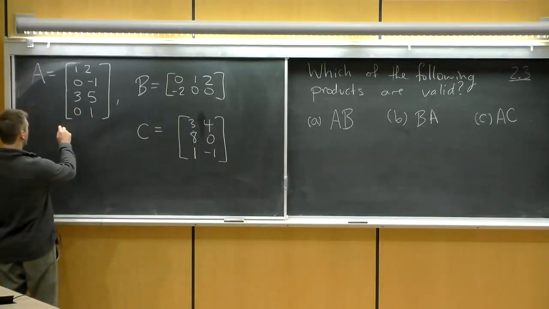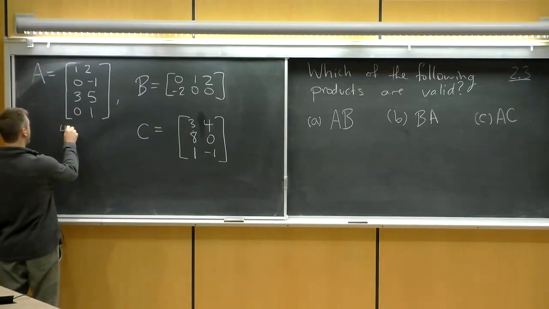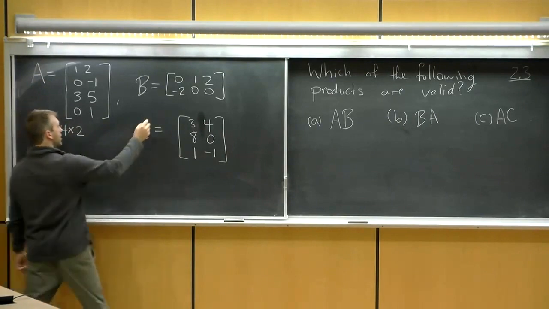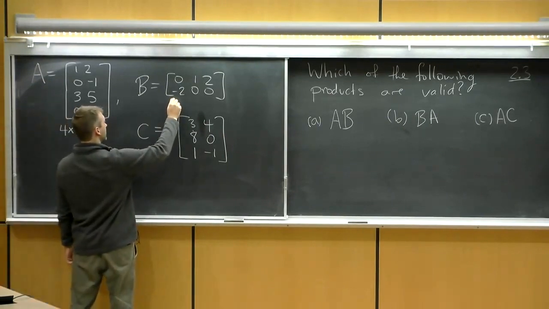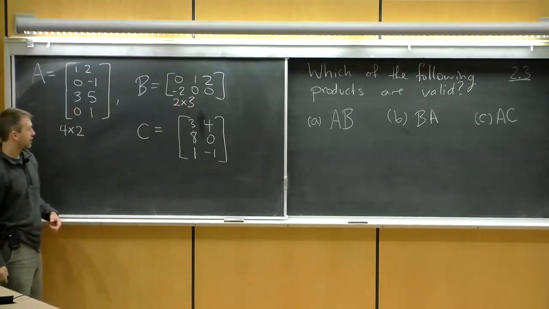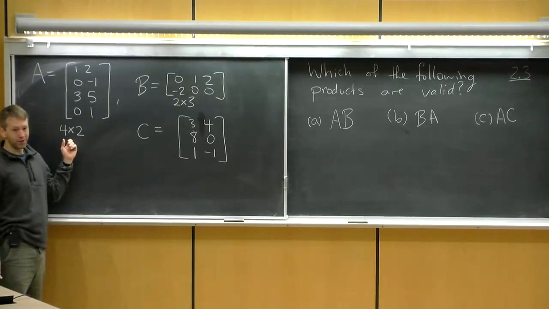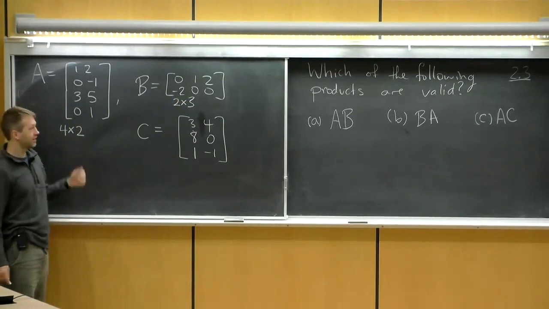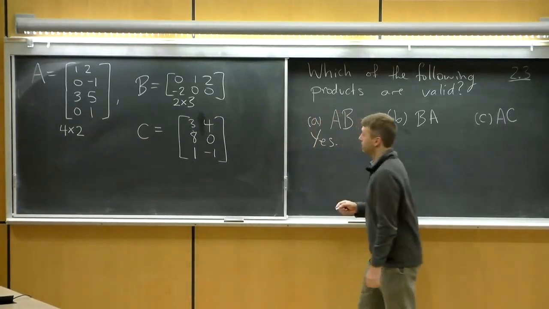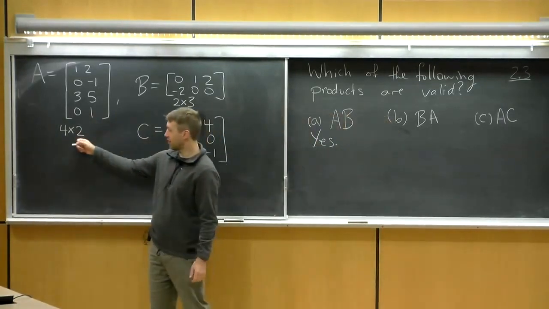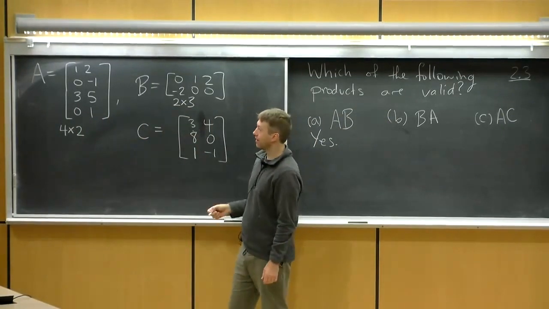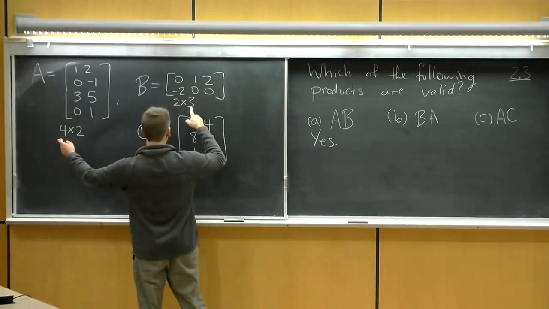So A is 4 by 2, right? 4 rows, 2 columns. B is 2 by 3. As it turns out, we can multiply these. So the answer is yes, because the number of columns here equals the number of rows here. So the fact that this 4 is not equal to this 3 doesn't matter.